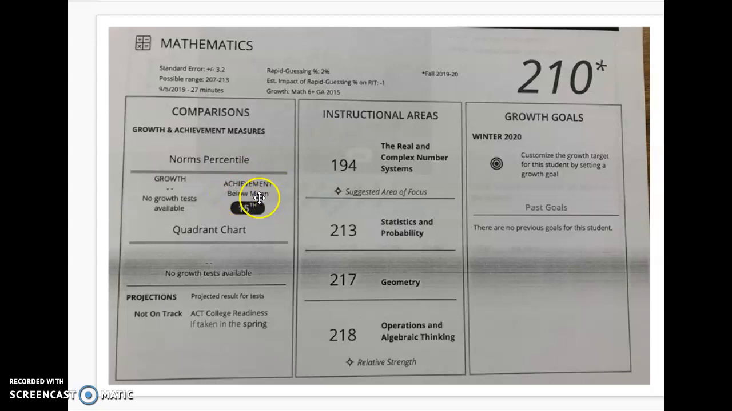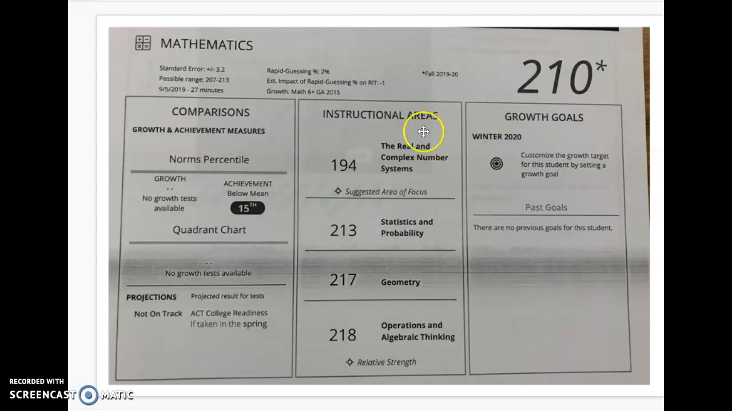So the achievement for this student is the 15th percentile, which means that for math, this is probably a weak area. At the 15th percentile, that means that there are 85 kids out of 100 who would be performing at a higher level. So we would really want to take a look at math probably being a weak area and an area we want to work on in ELT.